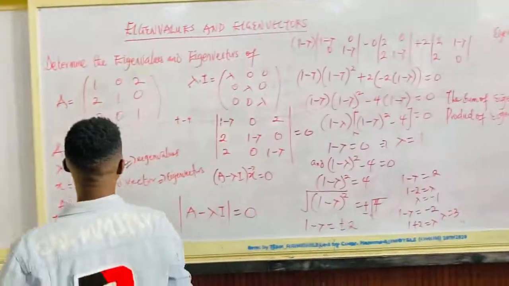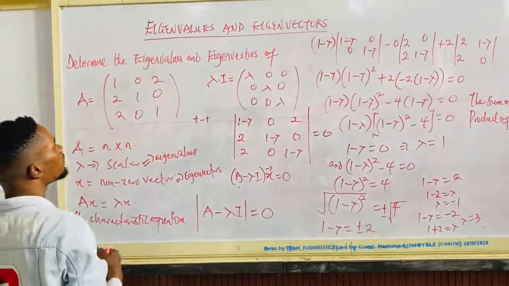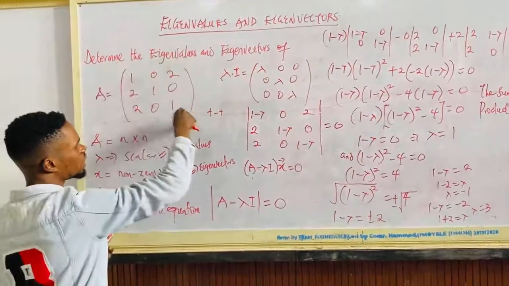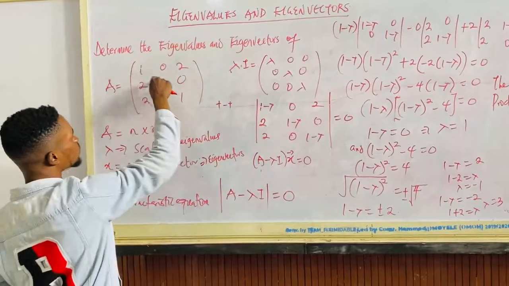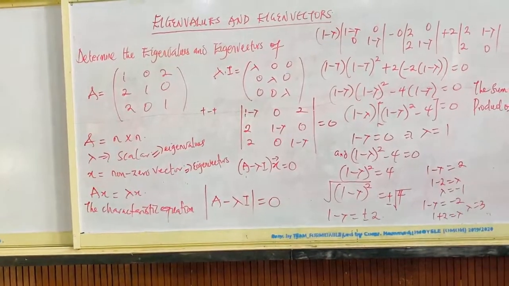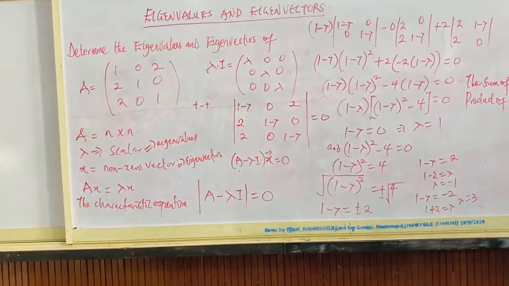What is the meaning of the trace of the matrix? The trace of the matrix is the addition of the main diagonal, this main or principal diagonal. The main diagonal: 1 plus 1 plus 1. That's 3. So the sum of the eigenvalues is also 3. So that's how to get the eigenvalue.